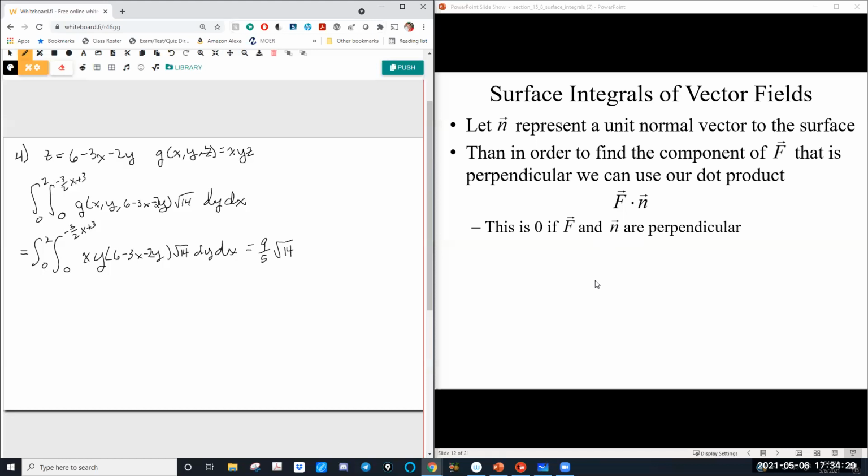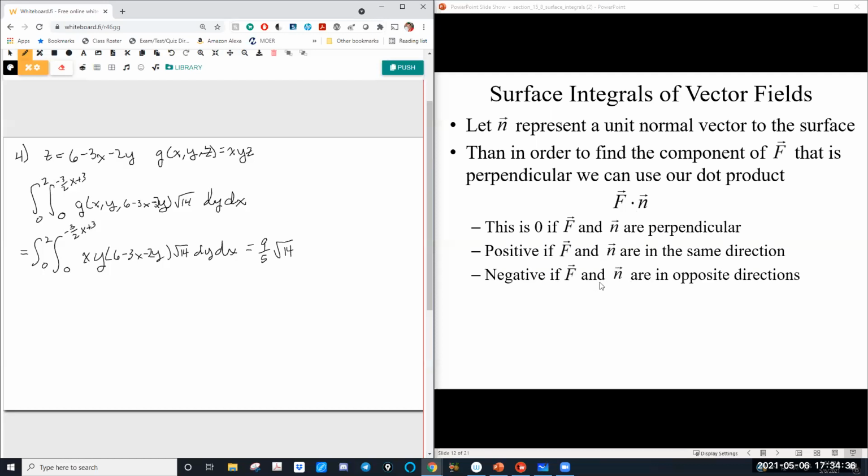The dot product is zero if they're perpendicular, positive if they're in the same direction, and negative if they're in the opposite direction. Nothing new. This is from all the way back where we started with the dot product. It's actually pretty cool how we've come full circle, and we're really starting to use a lot of the vector mathematics that we learned at the beginning of the semester.